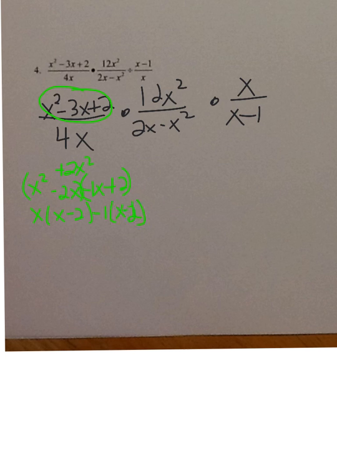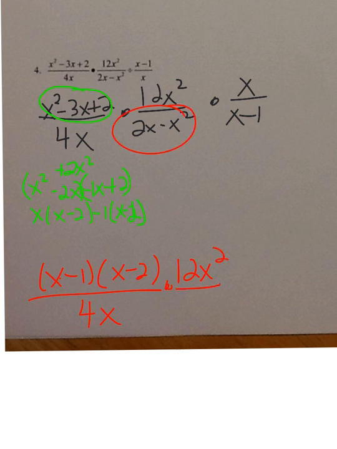Okay, so my factors are, I'm going to write them down here now. So I have x minus 1 times x minus 2. 4x cannot be factored. 12x squared cannot be factored. 2x minus x squared can be factored. GCF is x times 2 minus x. So that was x times 2 minus x. Times x cannot be factored, and x minus 1 cannot be factored, so I put in parentheses.